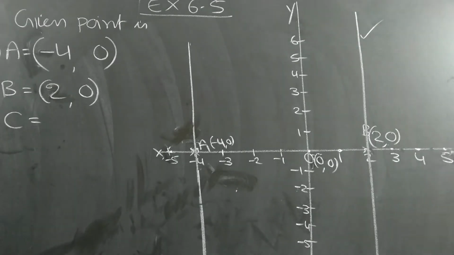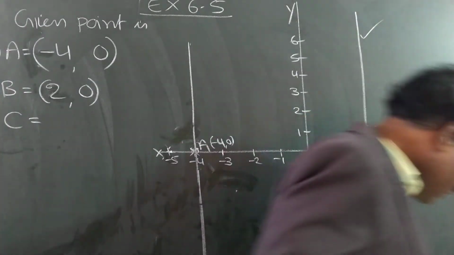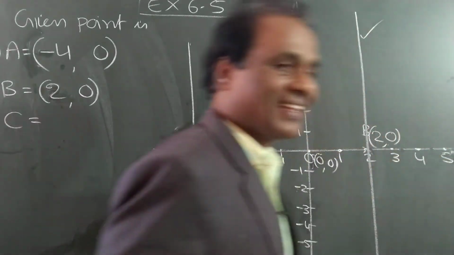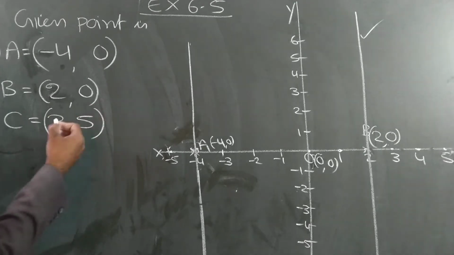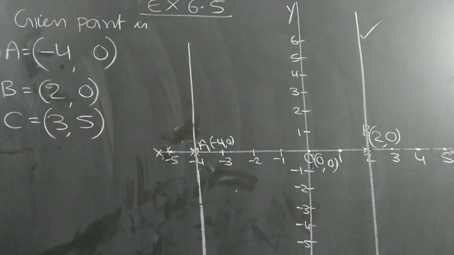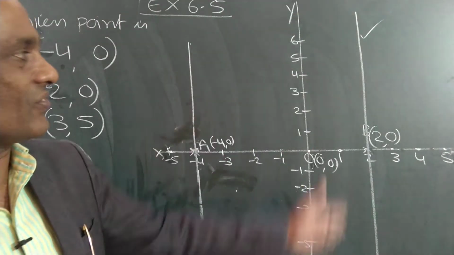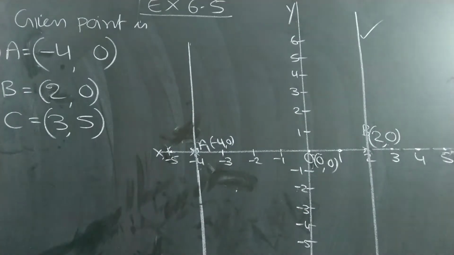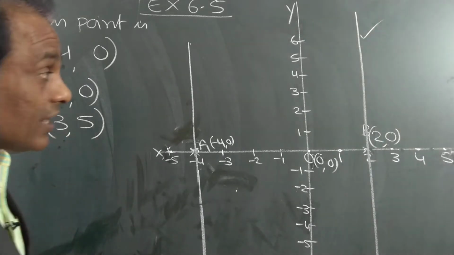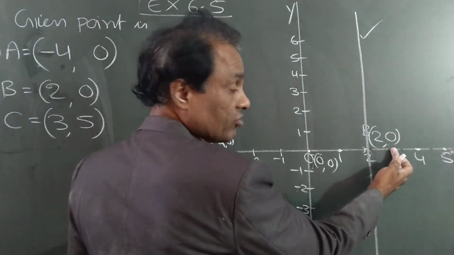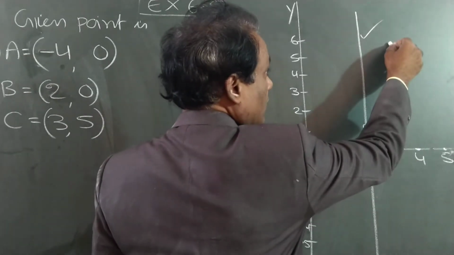Third question. 3, 5. Mark 3, 5 and through it draw a line parallel to y-axis. Parallel to y-axis means vertical line only, standing lines. 3, 5. X value 3, y value 5.